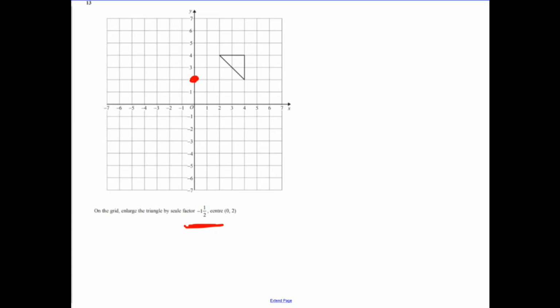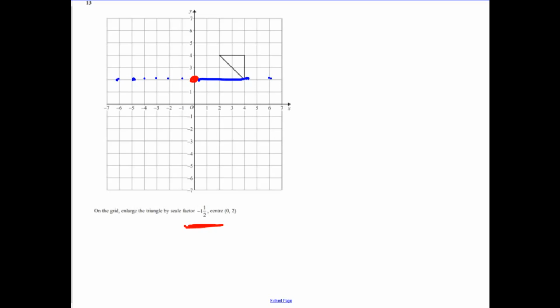Well, let's take this point just here, first of all. Let's take this point down here. Now, at the moment, it's 4 across. So if it was a scale factor of 1.5, then it would be that distance times 1.5, so it would end up over there. But it's minus 1.5, so it means exactly the same, but it's in the opposite direction. So it's 1, 2, 3, 4, 5, 6. So it's actually going to go right over there.